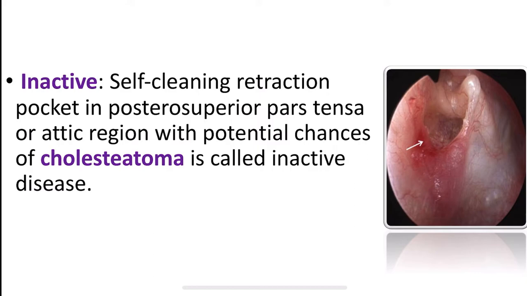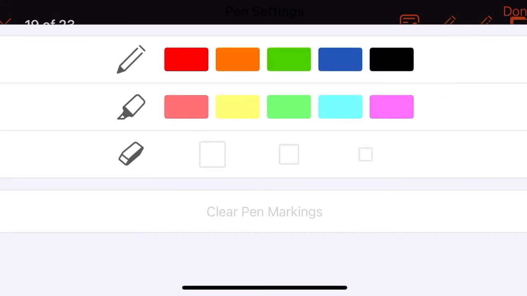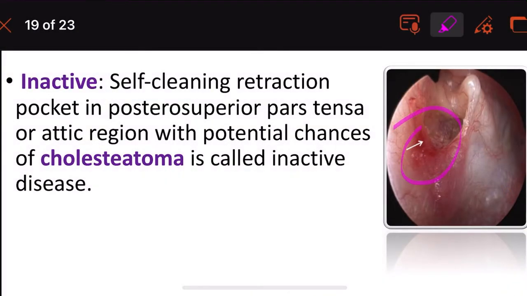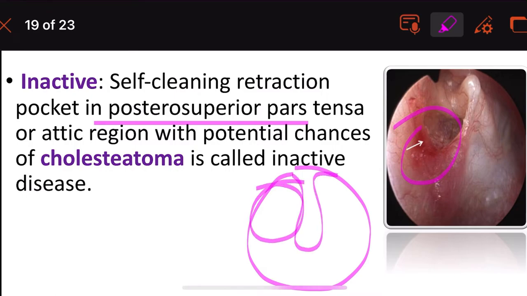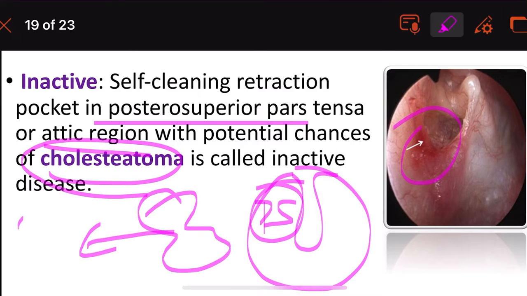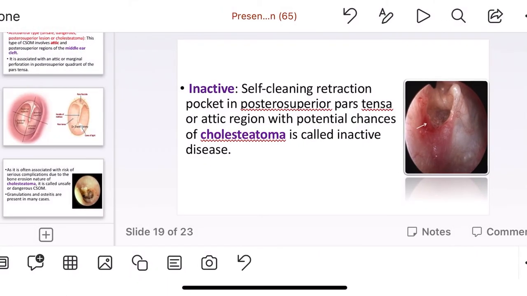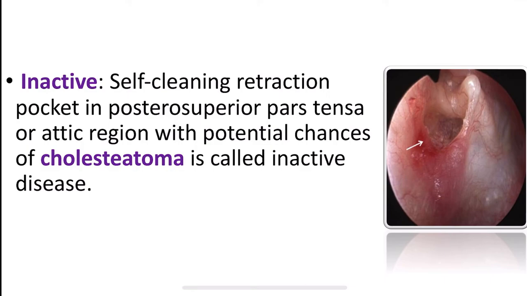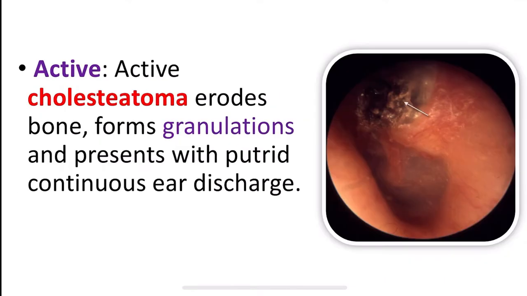So guys, in this what's happening is a retraction pocket, you can see the retraction pocket being formed here. This retraction pocket is formed in the posterior superior pars tensa. We saw the posterior superior part, the pars tensa or the attic region. There is potential chance of cholesteatoma. This can result in the formation of cholesteatoma, a non-cancerous growth. Okay, this is the inactive form of the disease. In inactive, there is only the self-cleaning retraction pocket being formed.